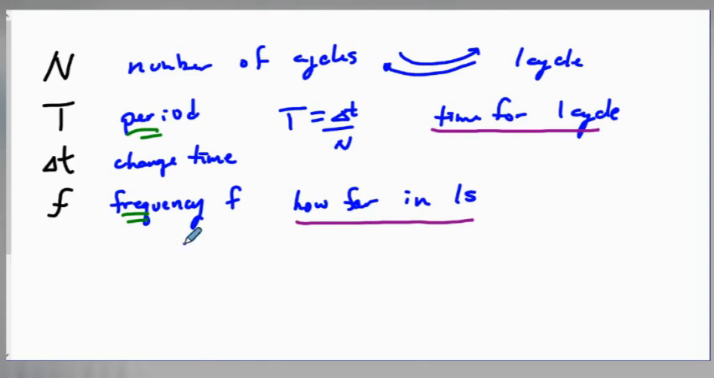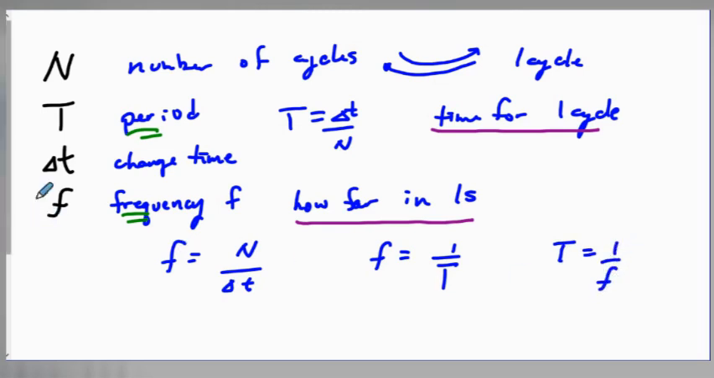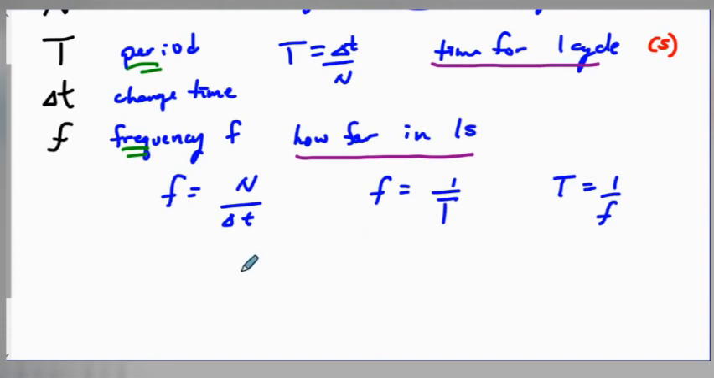Our frequency can be calculated two different ways. It's basically the inverse of our period. So the frequency is n divided by the change in time, or, and this is the most commonly used one, the frequency is the inverse of the time. Likewise, time is the inverse of the frequency. Now let's make sure we've got our units figured out. The units of time are seconds. However, the units for frequency are the inverse of that, so per second. Or we give it the special name of a Hertz, Hz, named after a very famous scientist.